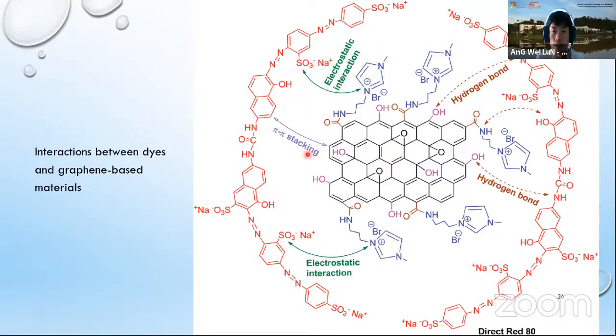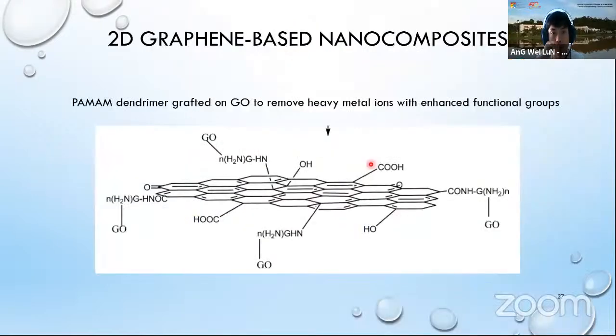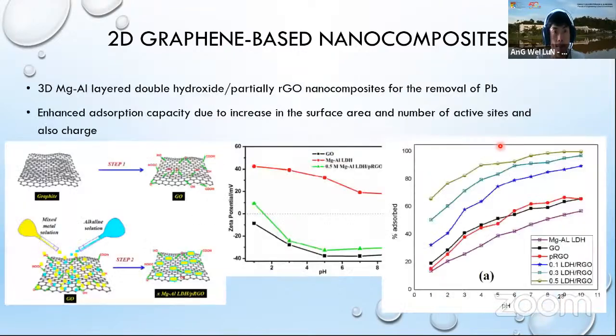Okay, so that's why you can remove it better. And this is another example. You have a graphene oxide modified or functionalized with the PAMAM, which is a dendrimer with a nitrogen functional group, to enhance the removal of heavy metals. And then, a few more examples: you can decorate it with other nanoparticles.